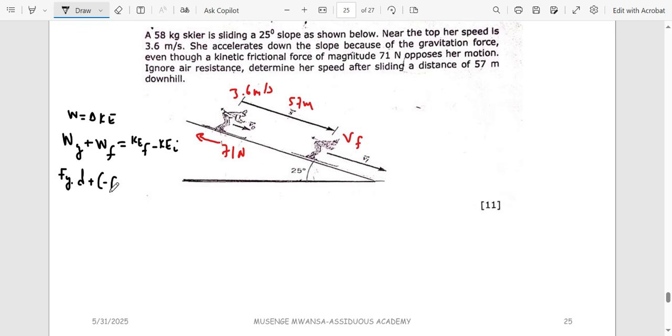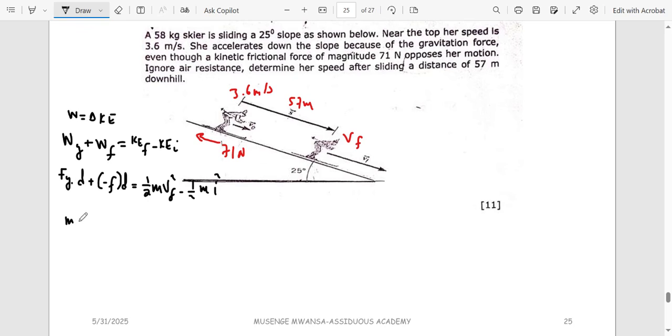Now friction by definition is negative. If you put friction in this formula, because it is together with work, it becomes negative. It's different if you put it to the other side of the equation and then times distance. That will be equal to kinetic energy, which is half m v final squared minus half m v initial squared.